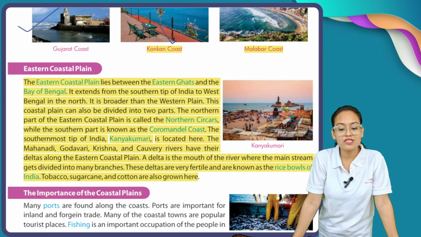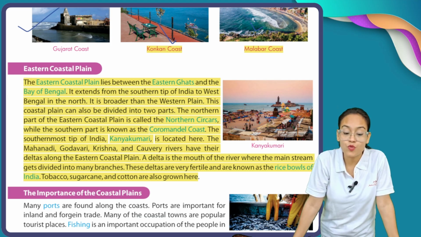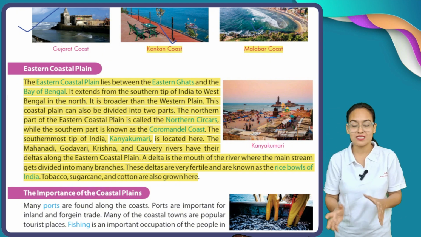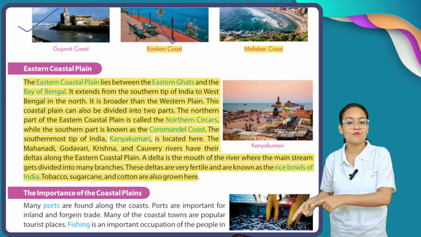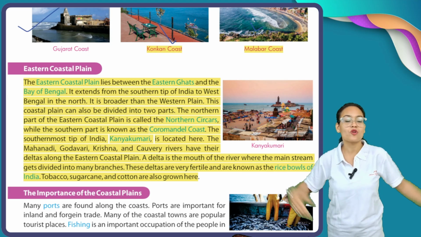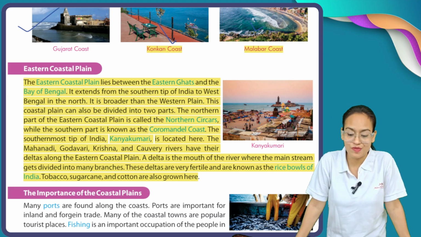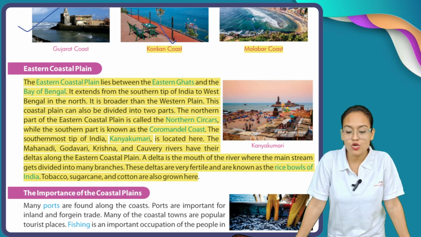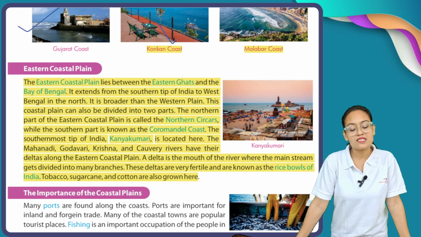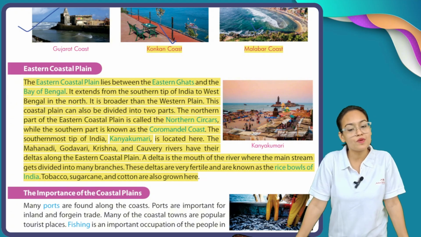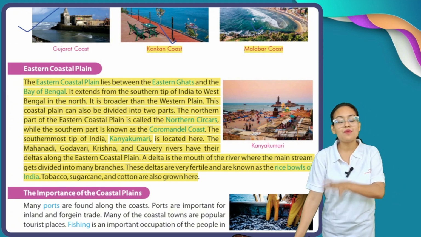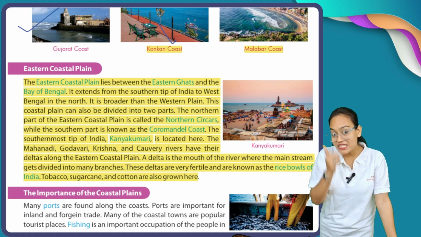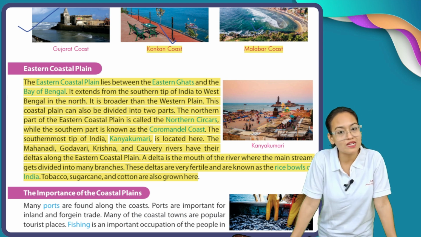It is bordered by the western plain, and it is broader than the western plain. If we compare, which is bigger in size, the western coastal plain or the eastern coastal plain? The eastern coastal plain is much broader in comparison to the western coastal plain. The northern part of the eastern coastal plain is also called the Northern Sarkars, while the southern part is known as the Coromandel coast.